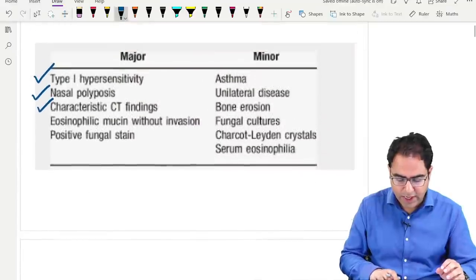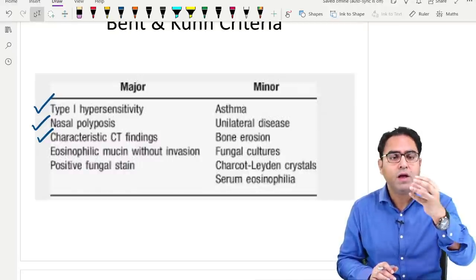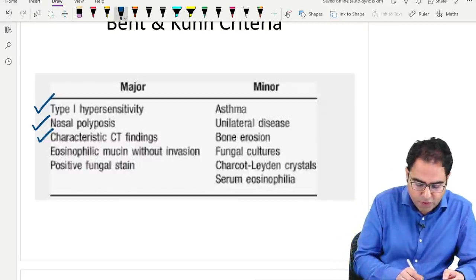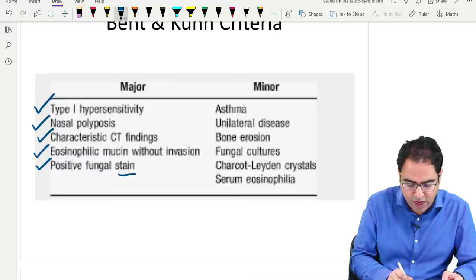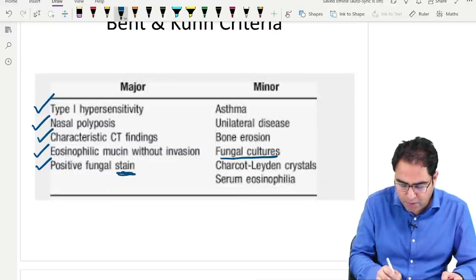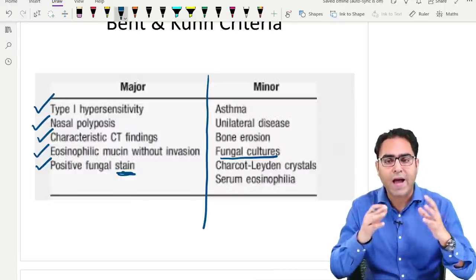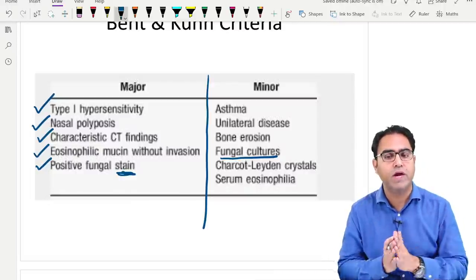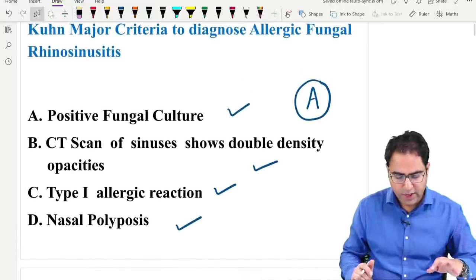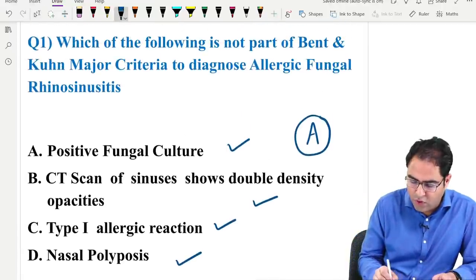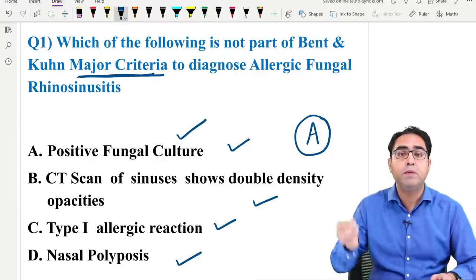What are the other major criteria? In the nasal mucus, which is very thick and has eosinophils in it, you should be able to demonstrate that it is eosinophilic mucin, and the positive fungal stain, not culture. The culture is a minor criteria, but the question asks what is the major criteria of Bent and Kuhn to diagnose a case of allergic fungal rhinosinusitis. Am I clear? Fine. So the answer to this question is A. Culture is not a major criteria. Culture is a minor criteria.